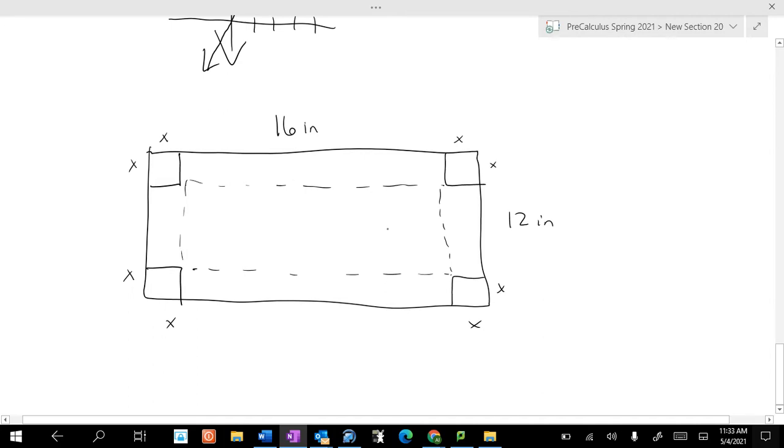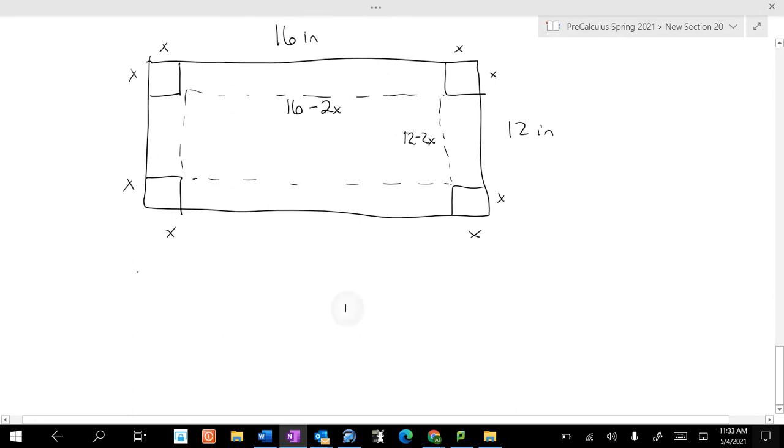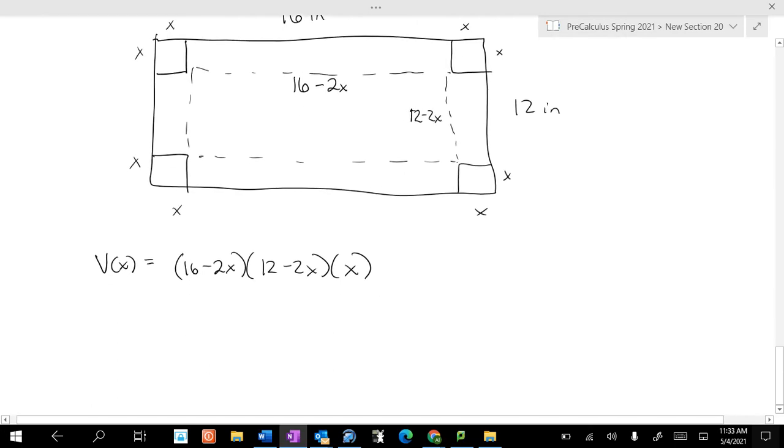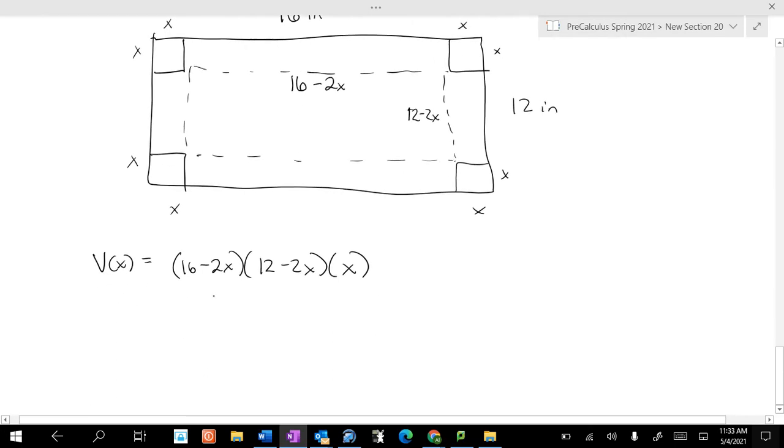what's the new length if we take off x off each side? And what's the new height or width? So the volume of this equals the base, or the length, times the width, times the height. Okay? So we're going to have to multiply this out, won't we? So let's multiply it out.